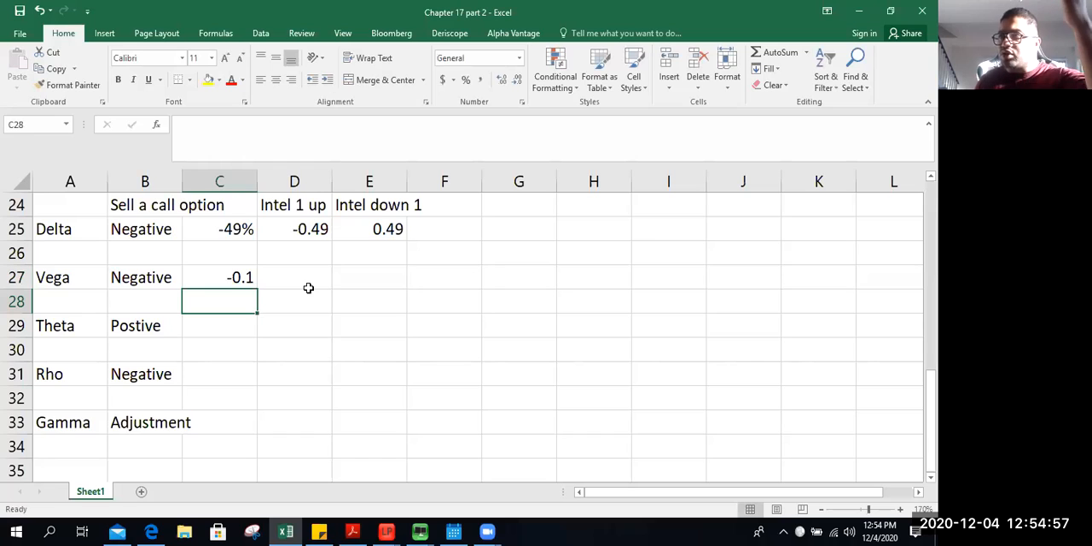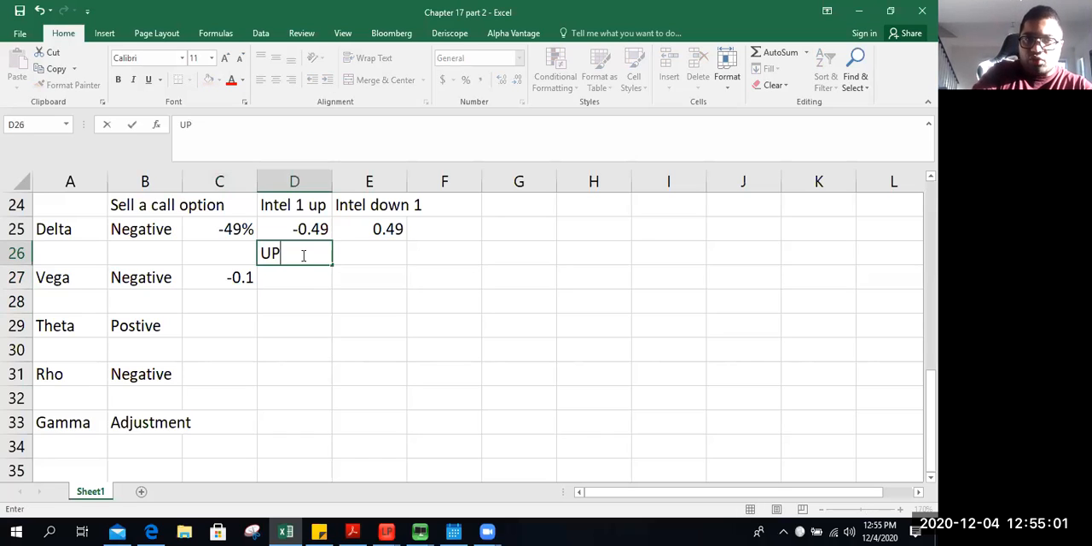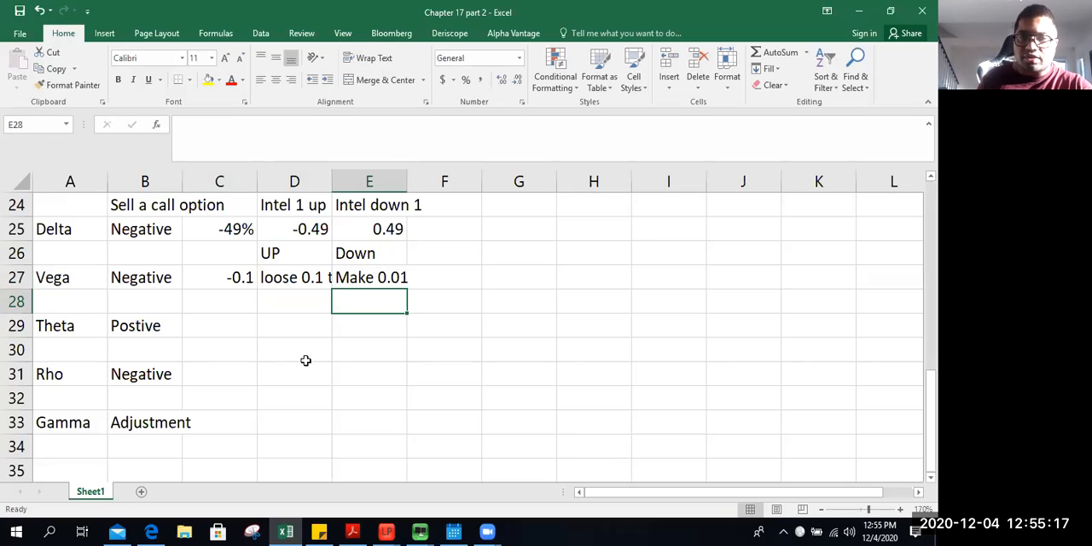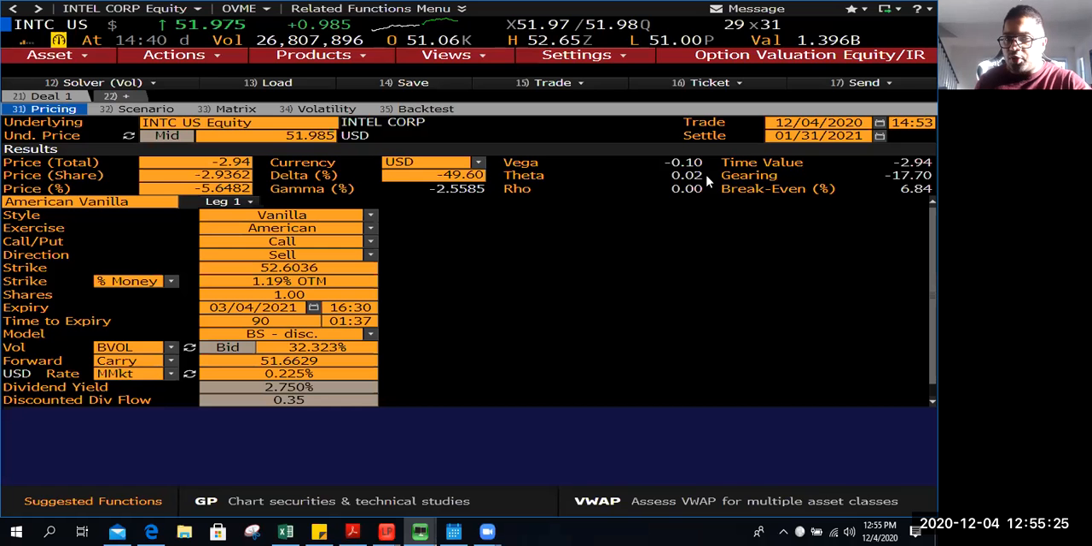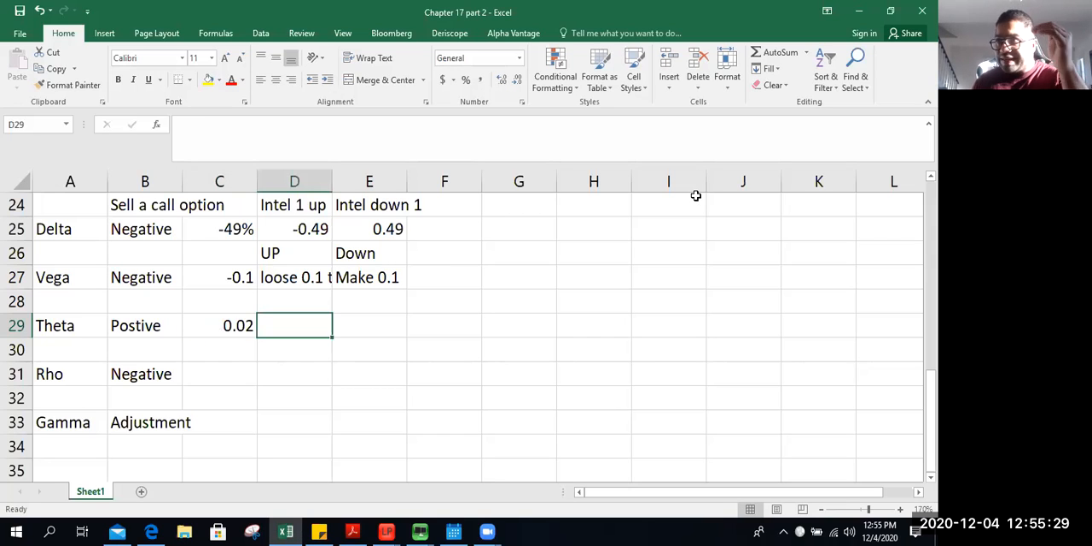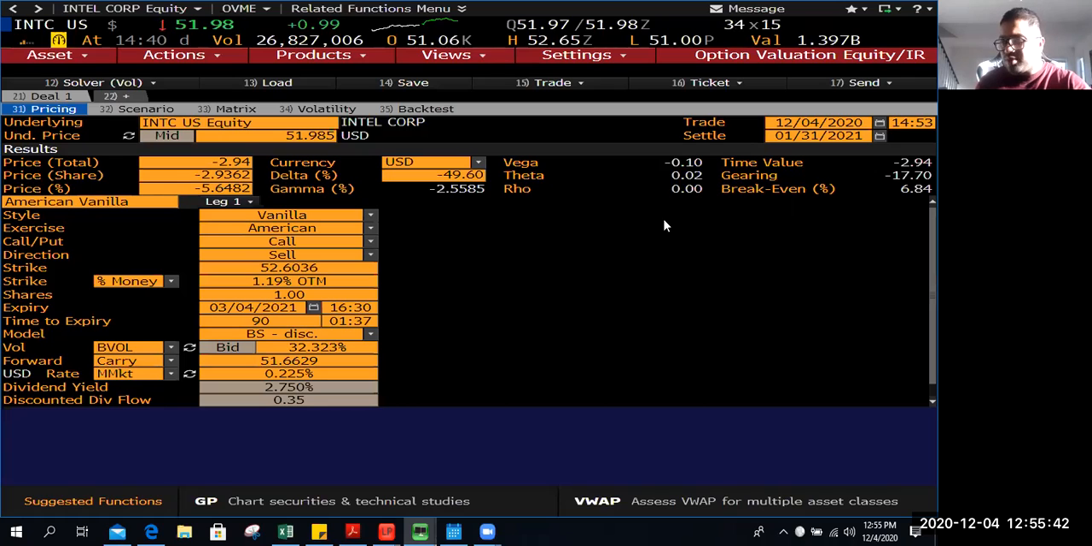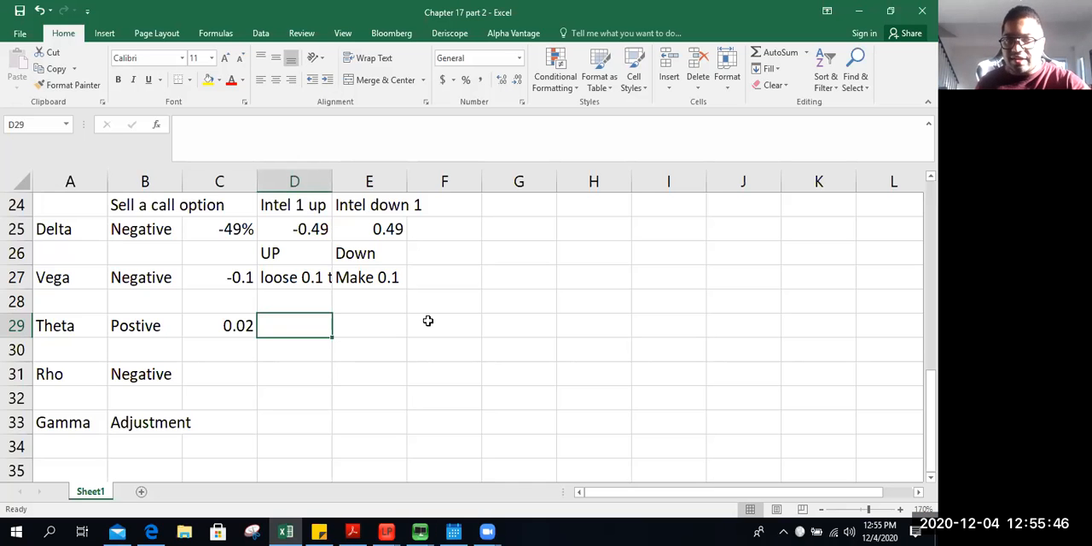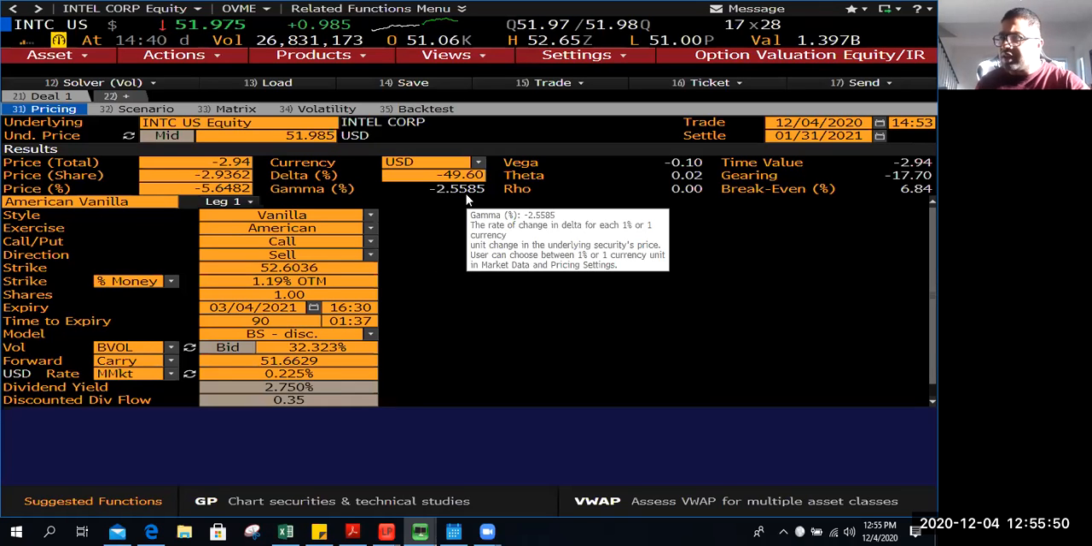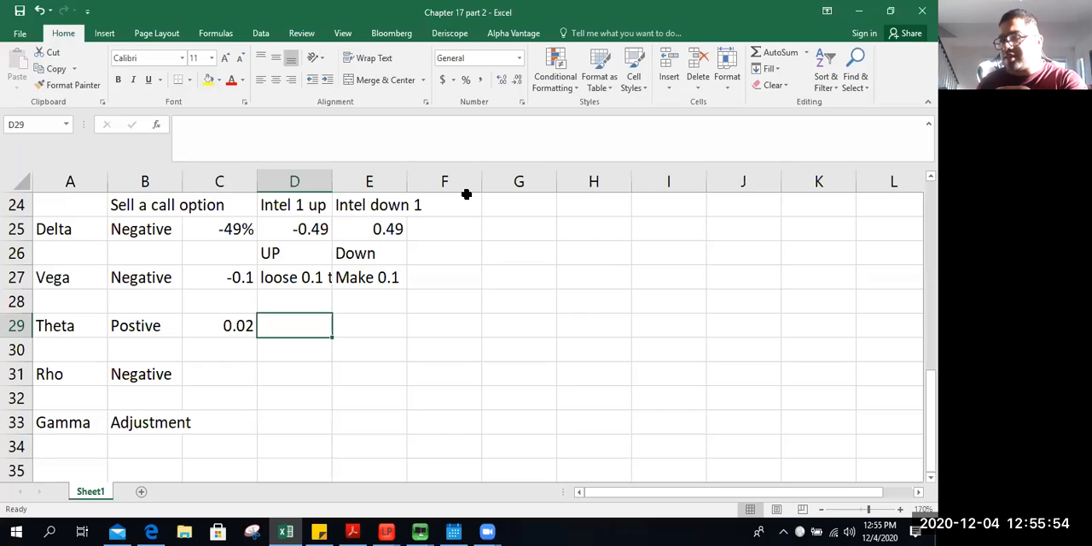If volatility goes up, you lose 0.1 times that. And if it goes down, you make 0.1 times that. Theta is positive. How much is theta? 0.02. So each day that you stay in this option by selling the call, you're going to make 2 cents. Rho is almost zero, so we'll ignore it. It doesn't change much with interest rates. And gamma is negative 2.25. Whenever option movement is large, you have to make a gamma adjustment.